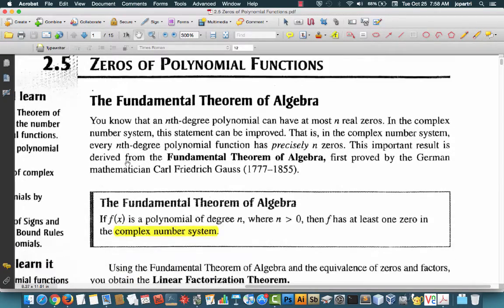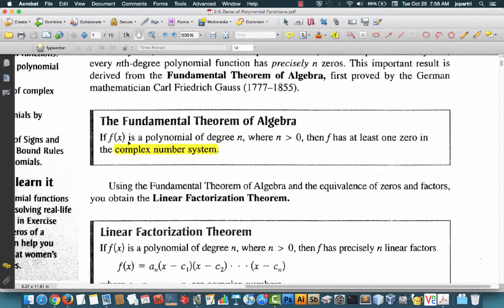Amen. All right, let's talk about the Fundamental Theorem of Algebra. It's a pretty simple theorem, but at the same time, there's a key word that we have to understand, and it's the word system. If f of x is a polynomial of degree n, where n is greater than 0, then f has at least one zero in the complex number system.